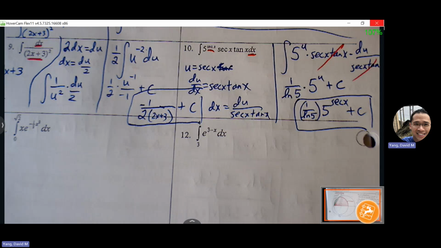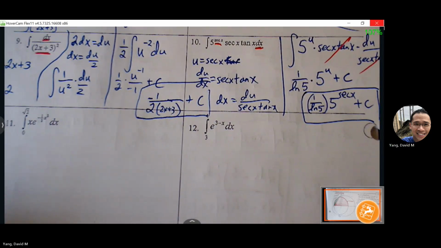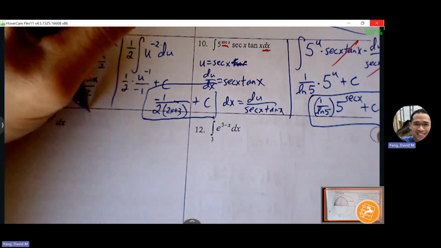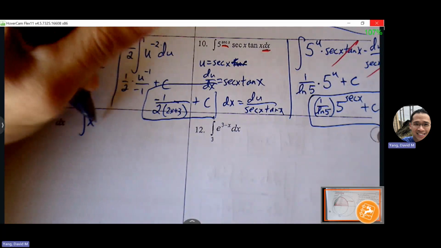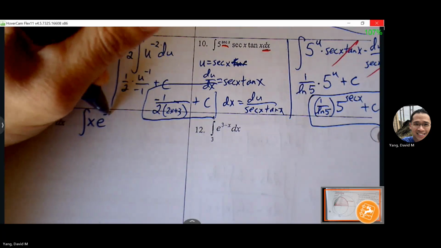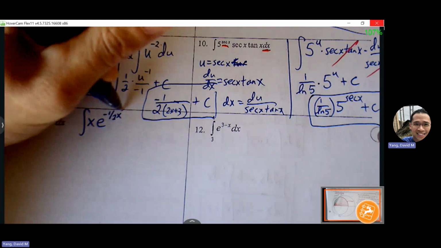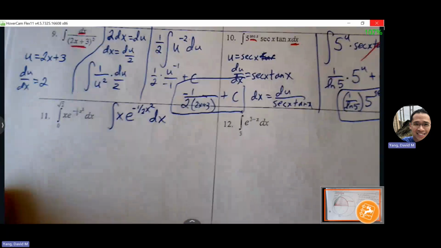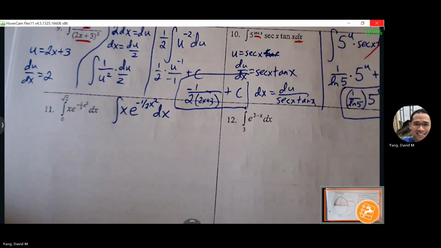Okay, number 11. Do we look at the bounds initially? No, ignore the bounds, right? The bounds are not part of the process. We have to take care of the indefinite integral before we do anything with the bounds. I'm going to rewrite it without the bounds so we're not distracted by them.